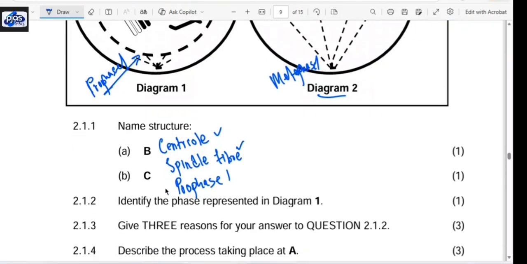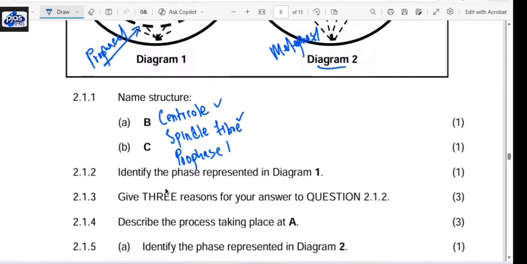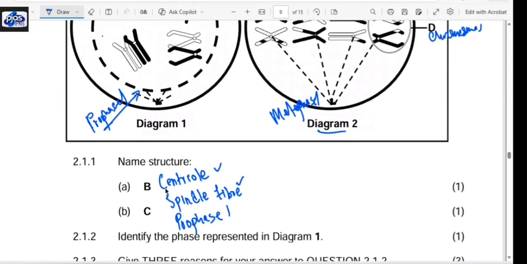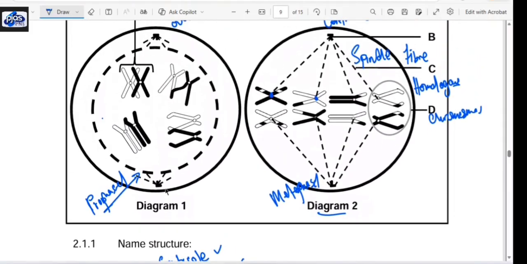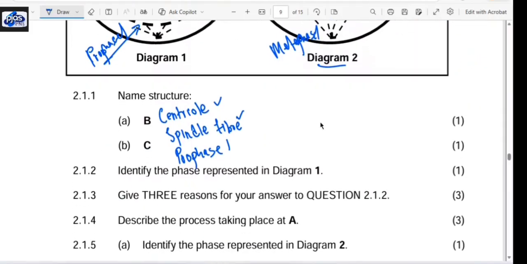Yeah. So now they say give 3 reasons for your answer to question 2.1.2. Okay, why are we saying this? It is prophase 1, good people. Okay, we identify that here crossing over is taking place. And what else? Spindle fibers begin to form.